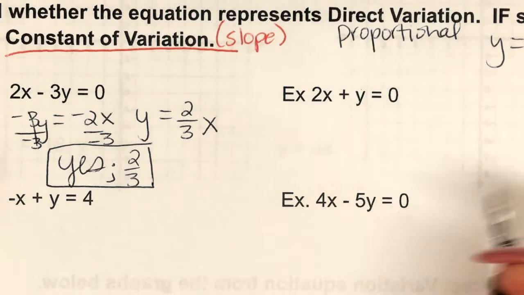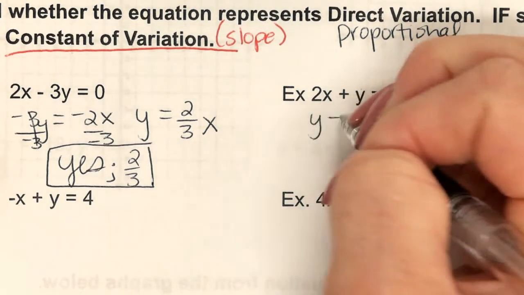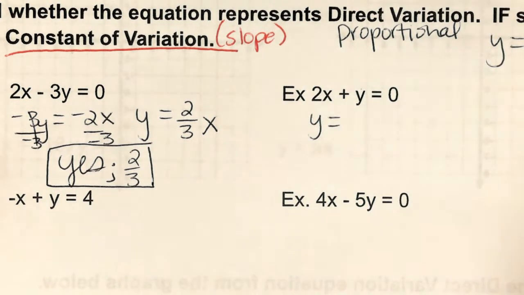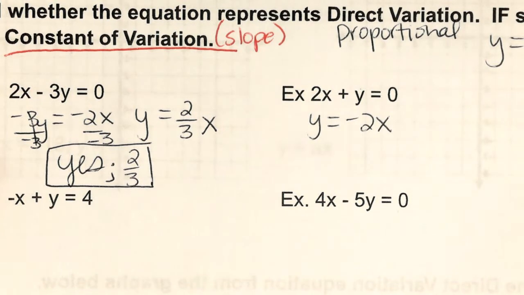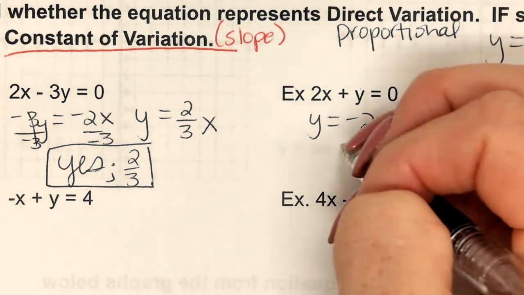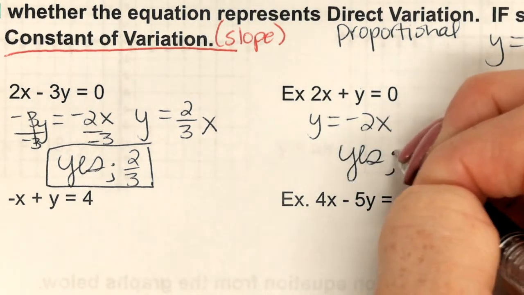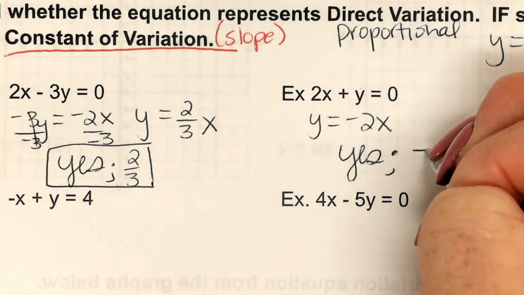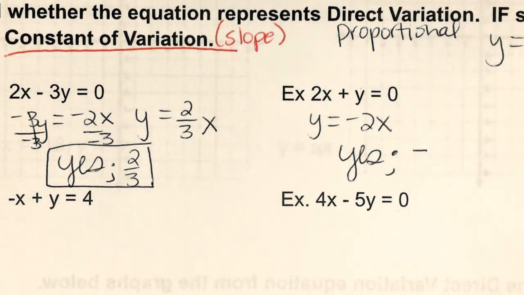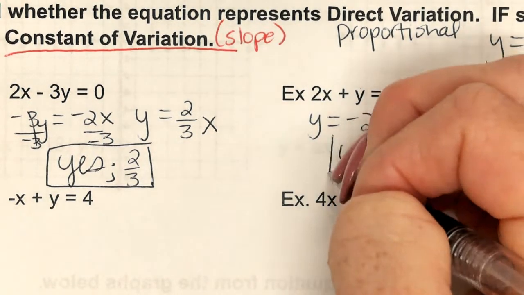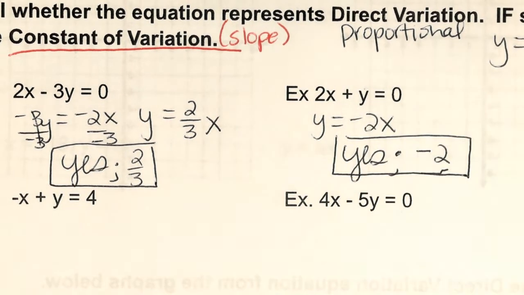Let's do this one. How would I rearrange this equation? y equals negative 2x. So what would my answer be here? Yes or no? Yes. And what's the constant of variation? No, don't say the x. Negative 2. Now try the next one on your own.